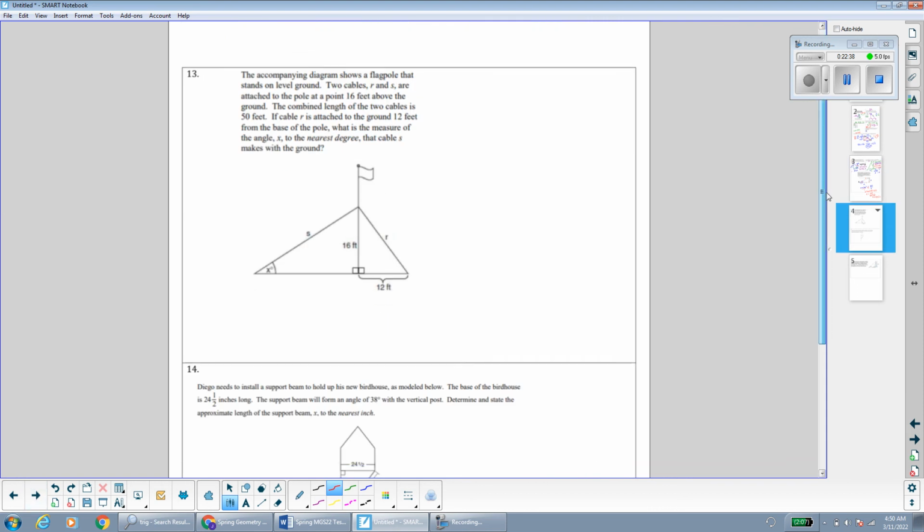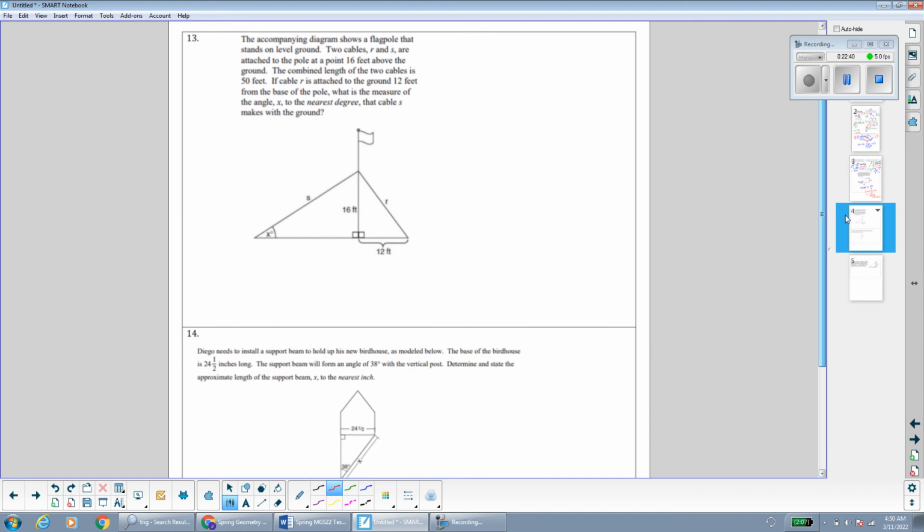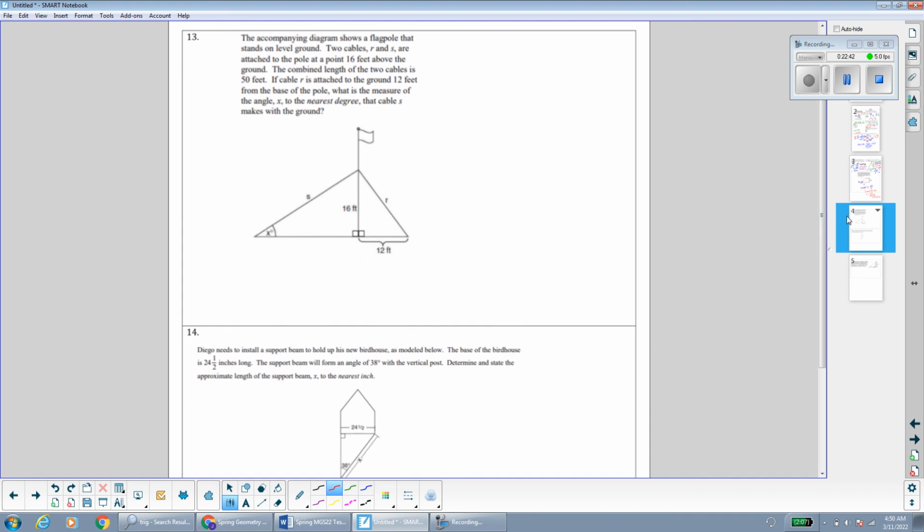The accompanying diagram shows a flagpole that stands on level ground. Two cables, R and S, are attached to the pole at a point 16 feet above the ground. The combined length of the two cables is 50 feet. If cable R is attached to the ground 12 feet from the base of the pole, what is the measure of the angle x that cable S makes with the ground?